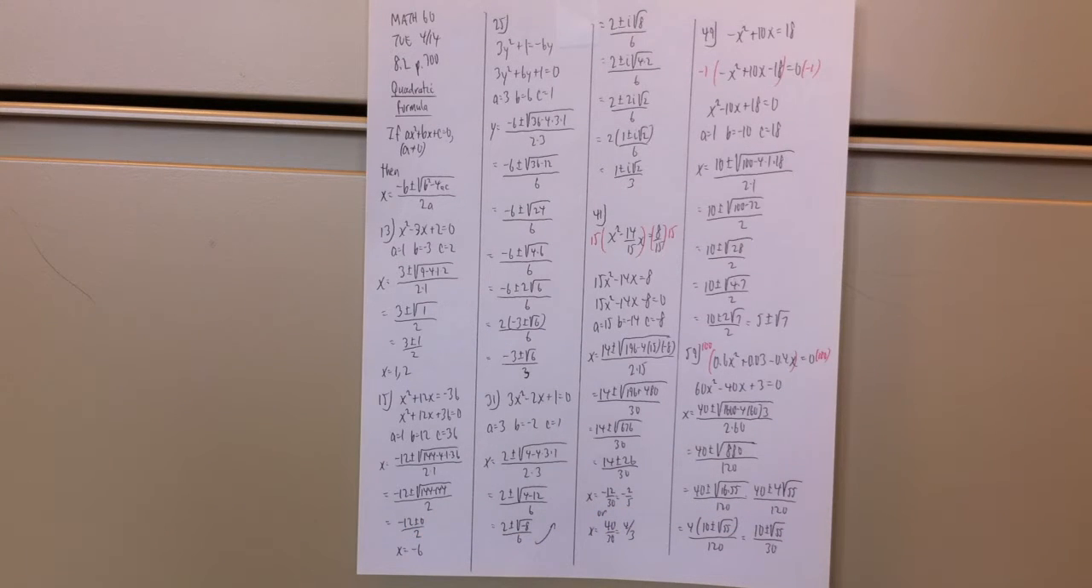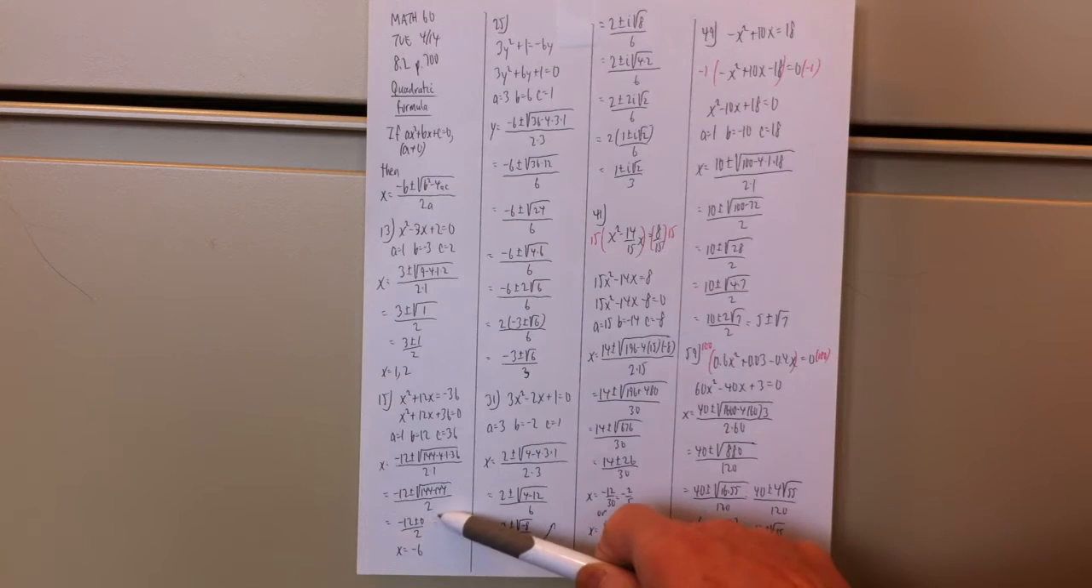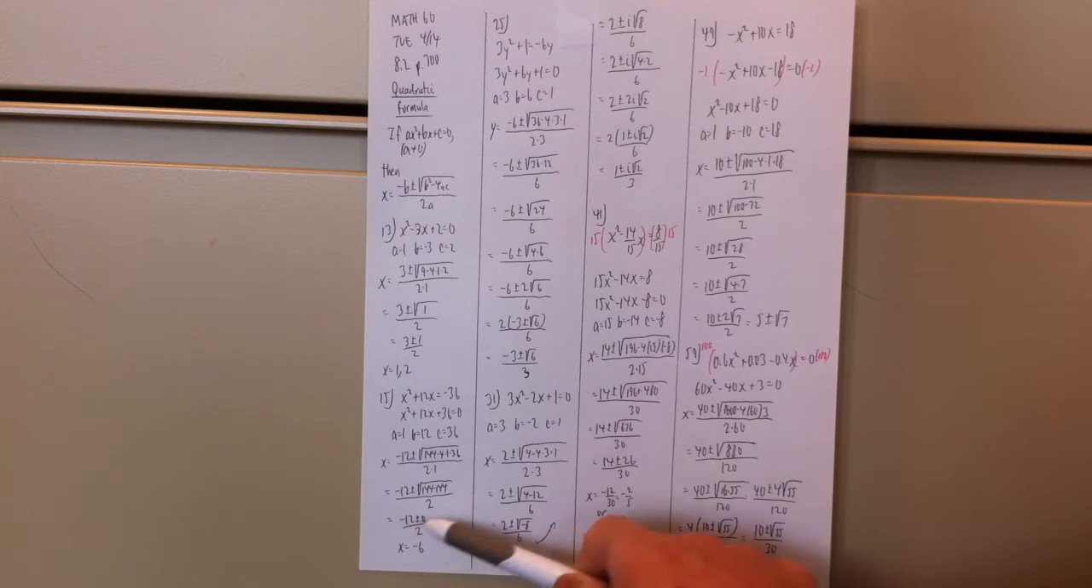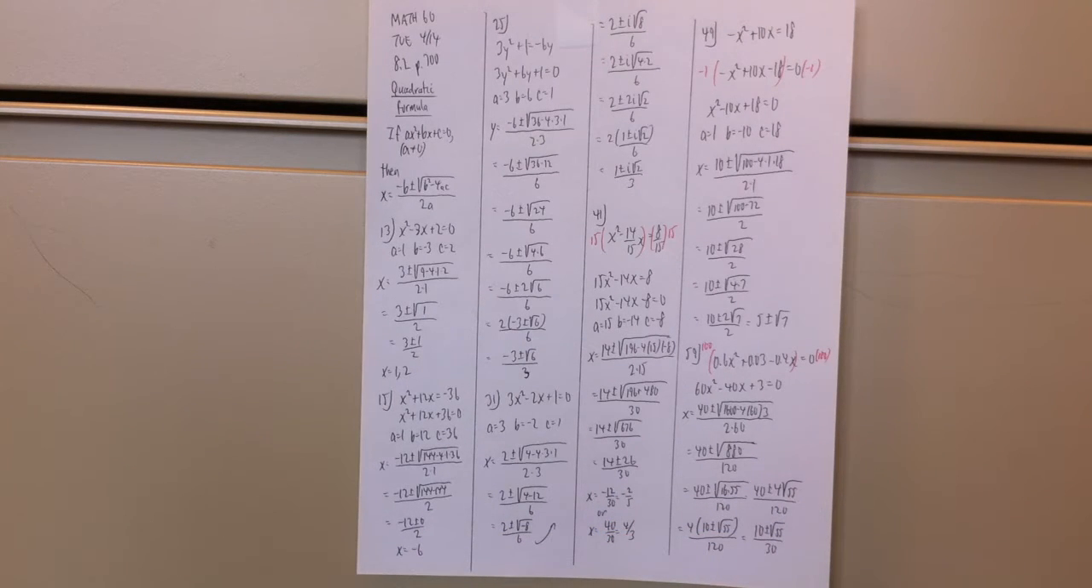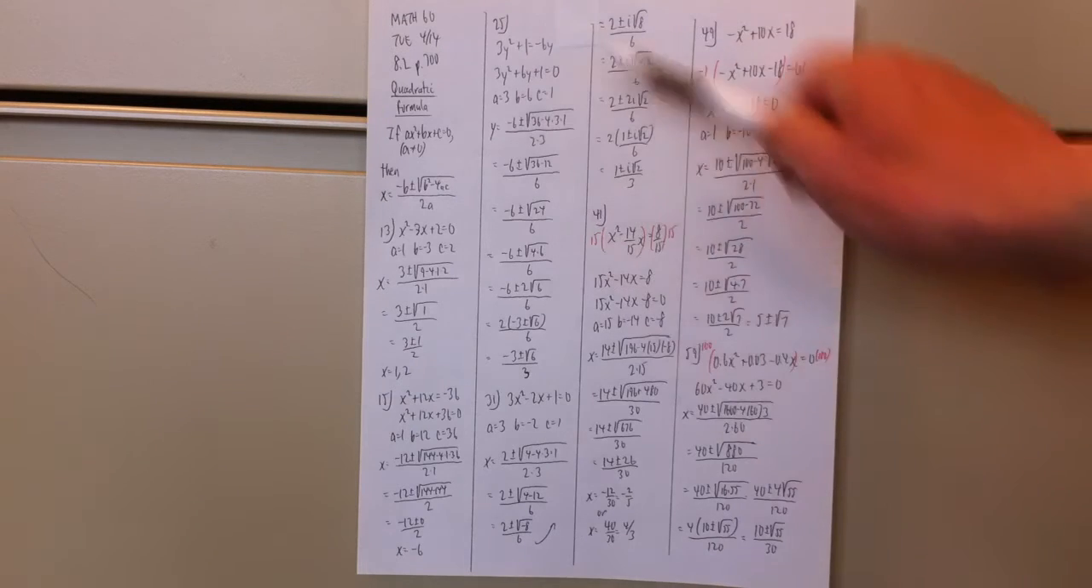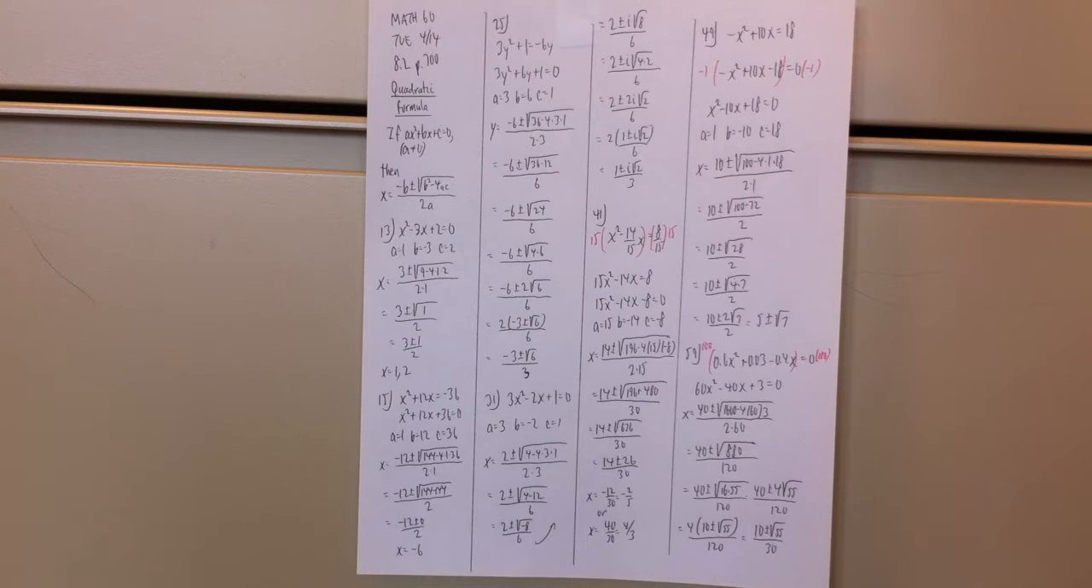But in this particular case, you only have one real solution. Negative 12 minus 0 and negative 12 plus 0 are the same thing. It's still negative 12, and negative 12 divided by 2 is negative 6. So here's an instance where you only have one solution. But in general, there's going to be two solutions. For the vast majority of the problems, that will be the case.